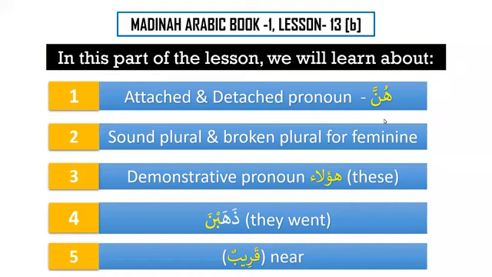So the pronoun that we are going to learn is hunna, and we can see that it can be used as an attached pronoun, and it can also be used as a detached pronoun for the feminine plural form. Then the sound plural and the broken plural for feminine, and similarly the demonstrative pronoun haulai. We have seen that haulai is used for masculine plural, and also it is used for feminine plural.